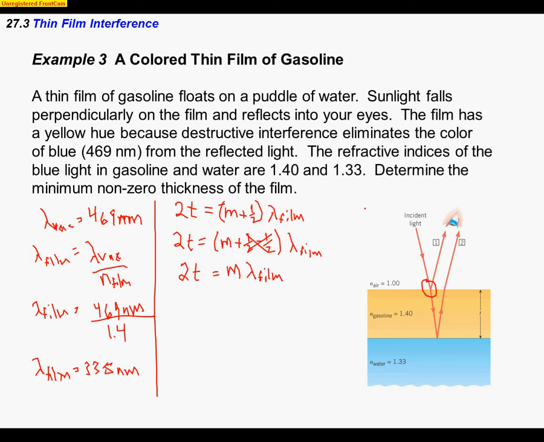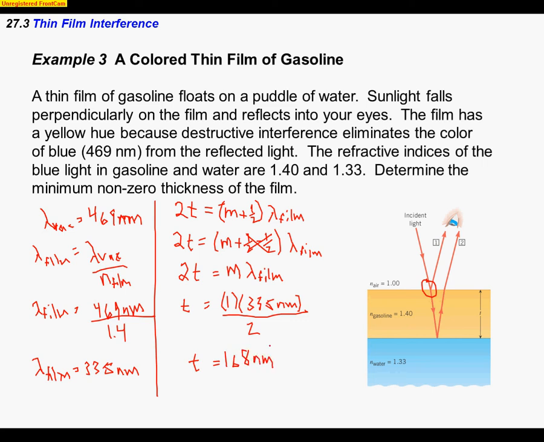So what are we finding here? The minimum non-zero thickness. So we're looking for t, and we're looking for the minimum. So the minimum would be if we start with m equals 1. So we're going to plug in m equals 1. So then we'll have t equals 1 times the wavelength in the film, 335 nanometers, divided by 2. So if you calculate that out, you get the minimum thickness to be about 168 nanometers.